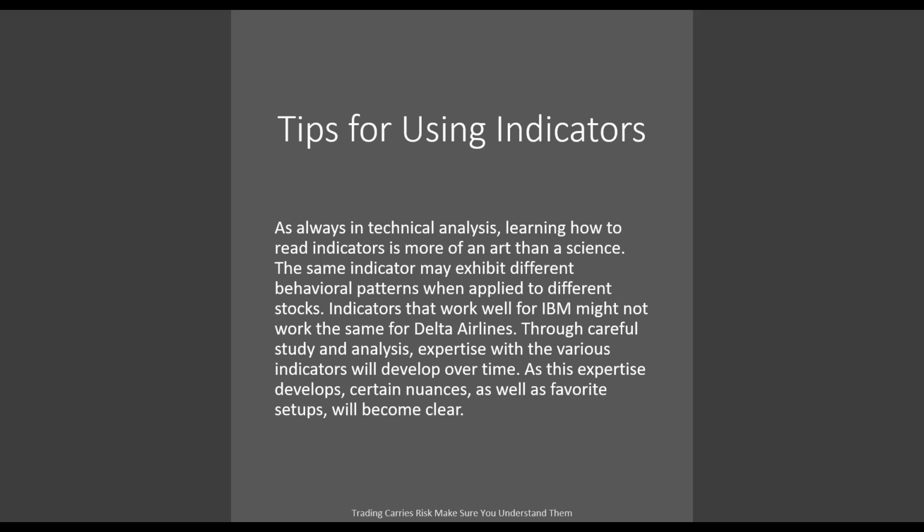And this is it, your expertise with an indicator. This is why you shouldn't be using a zillion of them, because it can take you years to become an expert and know all the ins and outs and intricacies of a particular indicator. So when you're trying to combine Bollinger Bands, MACD, RSI, stochastics, you can't be a master. I've been training with MACD for 25 years. It is my favorite indicator, and I still haven't mastered every nuance of it. So as this expertise develops, certain nuances as well as favorite setups will become clear.